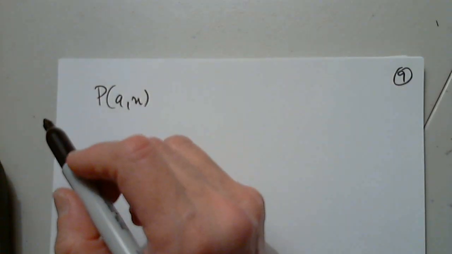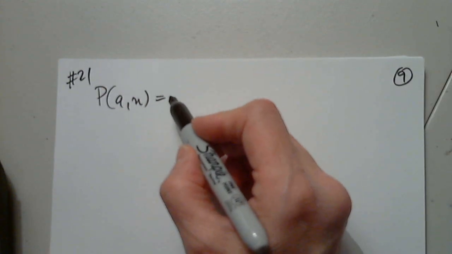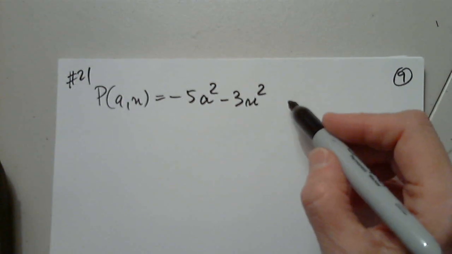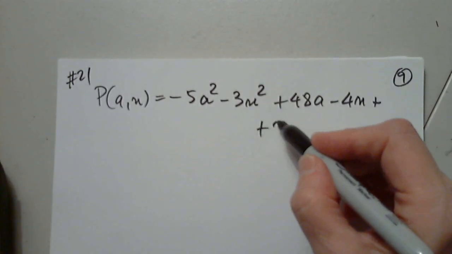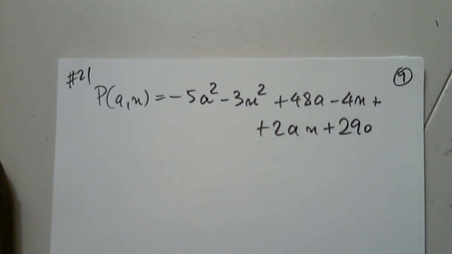So this is problem 21. P is negative 5a squared minus 3n squared plus 48a minus 4n plus 2an plus 290. A is the amount spent on advertising in millions. N is the number of items sold in thousands. Find the maximum value of P and the values of A and N where that happens. Okay.